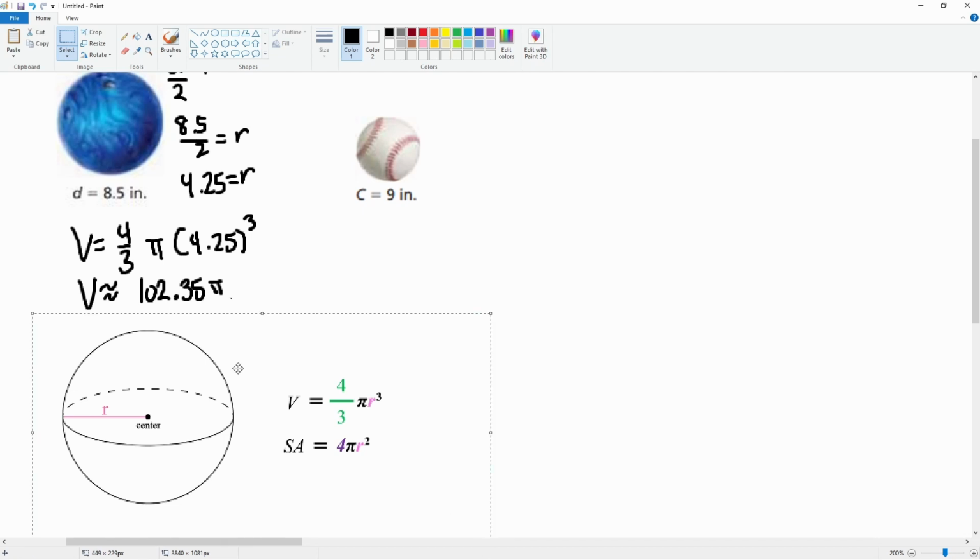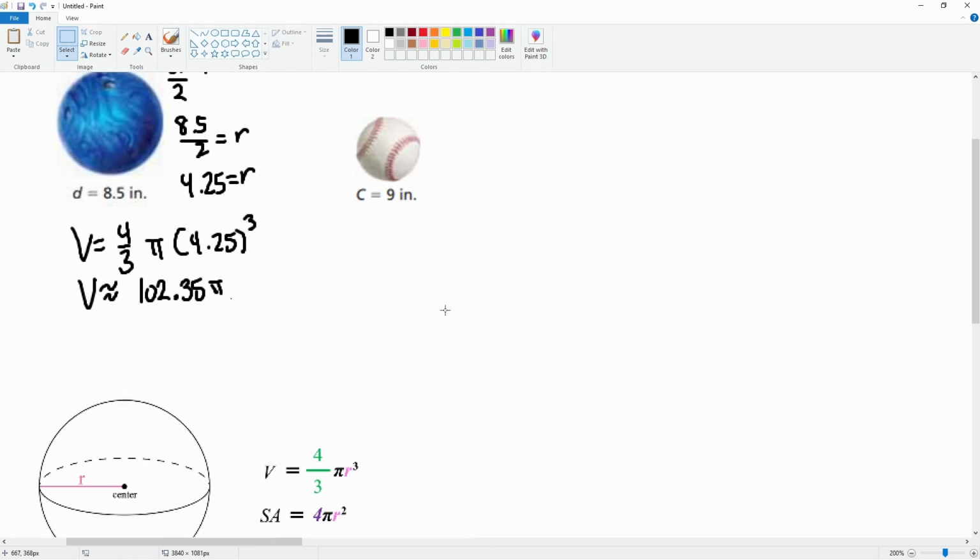And then let's do the surface area here. So we know the surface area is 4 pi r squared. So let me change color. Surface area equals 4 pi r, which is 4.25 squared. 4.25 squared, and that will get you the value of 72.25 pi. There you go.